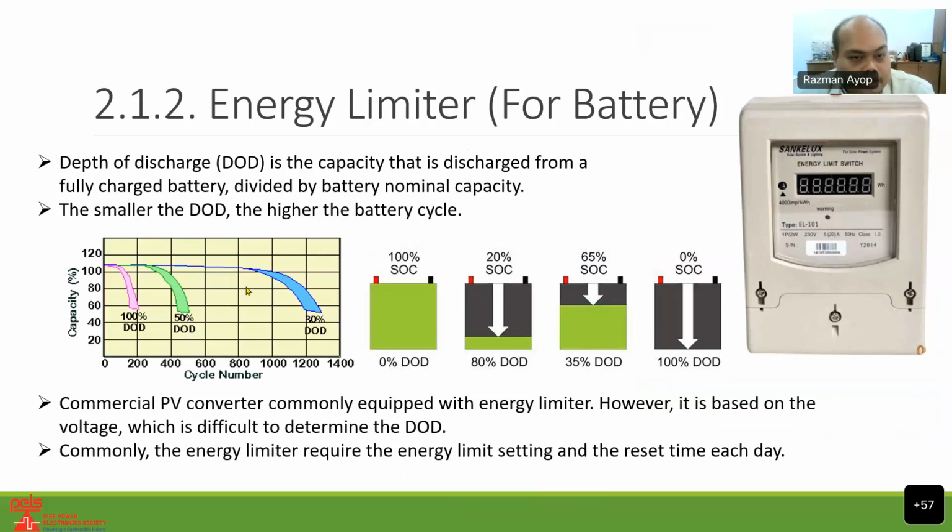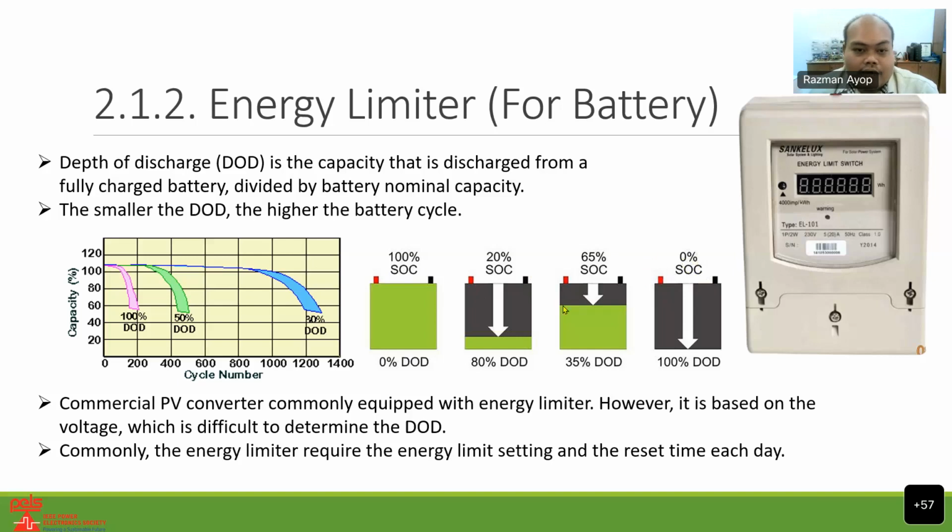Another thing that you need to consider is the energy limiter. This focuses more on the battery. If you look at your phone, you usually see the percentage of your battery. That is called SOC, state of charge. If your battery is full, it is 100% SOC. But if your battery is almost depleted, you can call it 0% SOC.